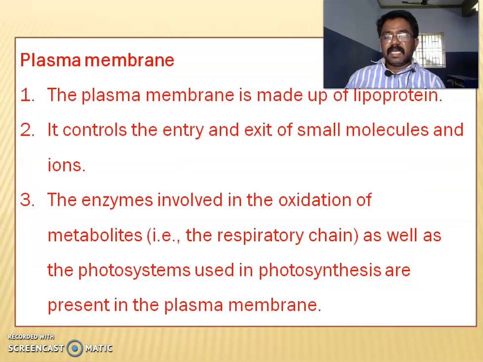Next, the plasma membrane. The plasma membrane is made up of lipoprotein. It controls the entry and exit of small molecules and ions. The enzymes involved in the oxidation of metabolites, the respiratory chain, as well as those used in photosynthesis, are present in the plasma membrane.